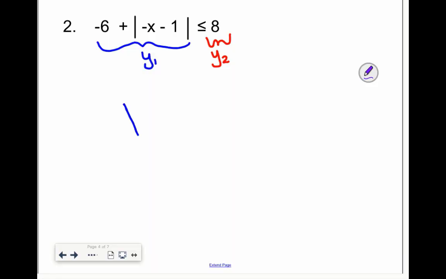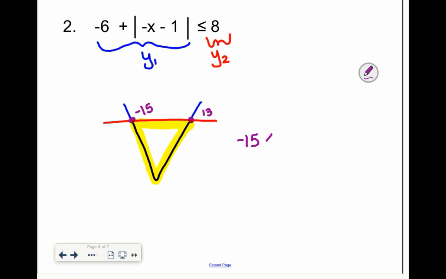Your graph on your calculator looked like this, something very similar. The critical values that you found on the calculator: this was negative 15, this one was 13. Now, if we look at our inequality, we want to know when the absolute value is less than the line, below the line. It would be this area, and this again makes that triangle. So this is an and. Your answer would be written, smallest to largest, negative 15 is less than x is less than 13.